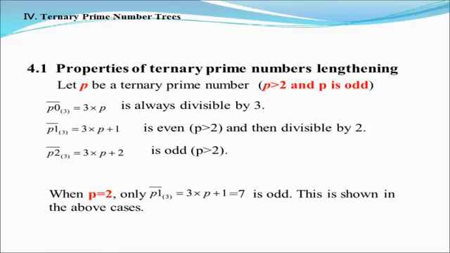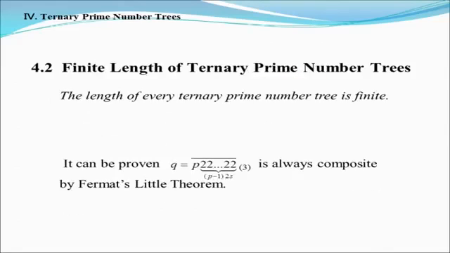When p is 2, then the ternary number 21 is actually 7 in the decimal system. This is the case shown above. And after that, we prove that the length of every ternary Pn tree is also finite by Fermat's little theorem, and we have succeeded in both the binary and the ternary systems.